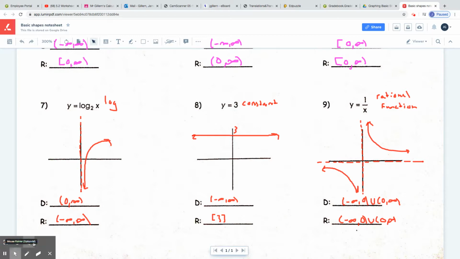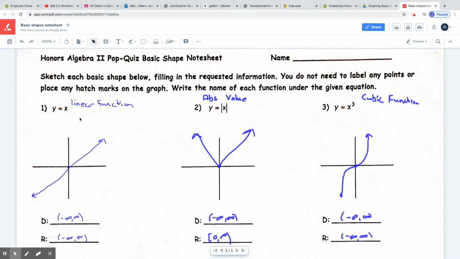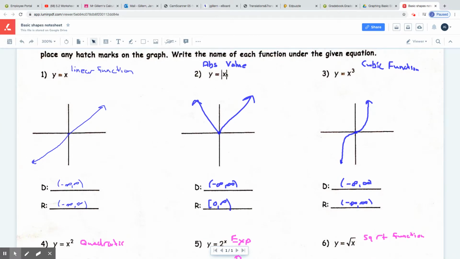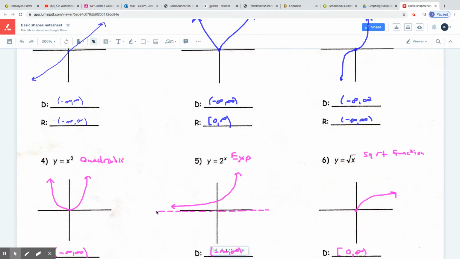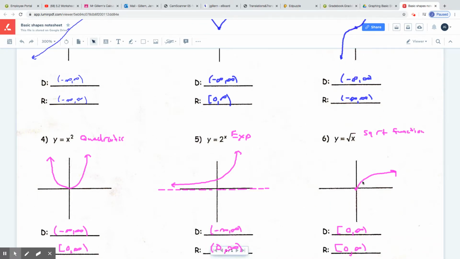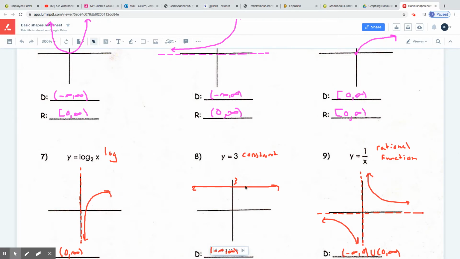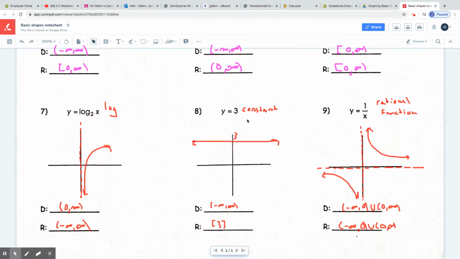So these are the basic shapes. What you want to do is be able to look at these and know exactly what the basic shape of the graph should look like. Linear obviously is a line, absolute value is a V, cubic is an S curve, quadratic is a parabola, exponential has a horizontal asymptote and looks like this. The square root function is a parabola on its side, only half of it, and looks like that. A log has a vertical asymptote and goes like that. Constant, y equals a number, is a horizontal line, and a rational has a vertical and horizontal asymptote and two curves, one on the right and one on the left. Those are the basic shapes.